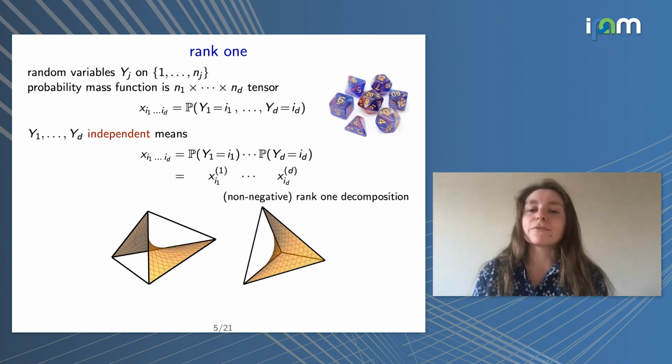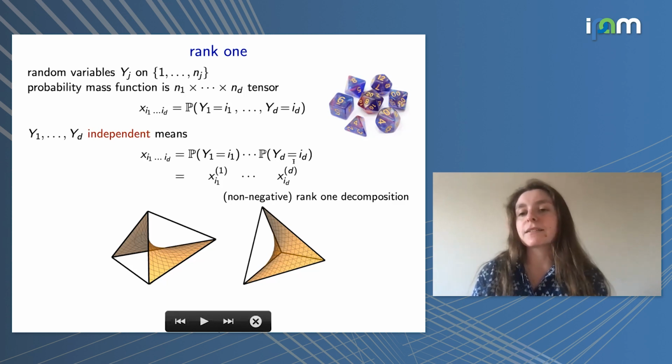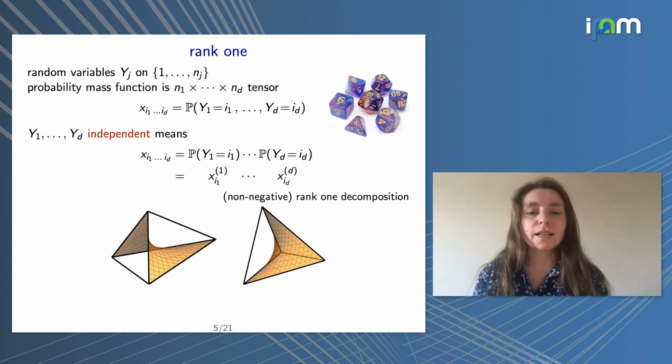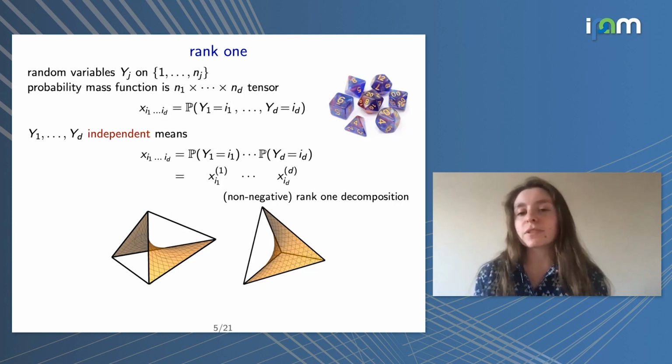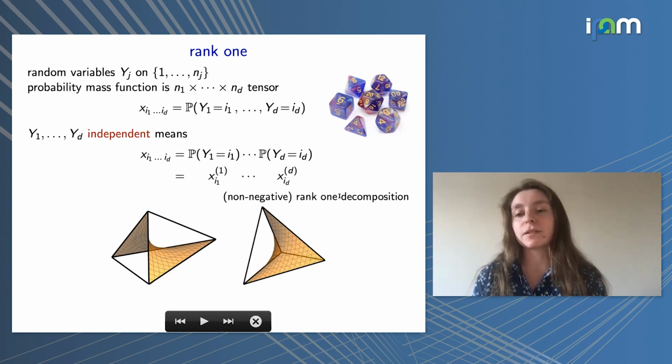But it's also a non-negative rank 1 decomposition, because we want to interpret each of these vectors as themselves being vectors of probabilities. So this is the vector x1, whose entries give the probability mass function of random variable y1. But the reason I've written non-negative in brackets is that if we start with a non-negative tensor and it's rank 1, then we can choose the vectors in its decomposition to also be non-negative. So this non-negativity we get for free from our rank 1 decomposition.